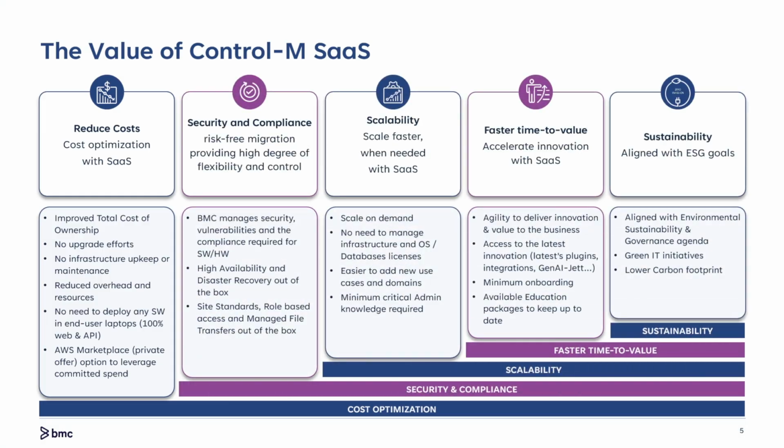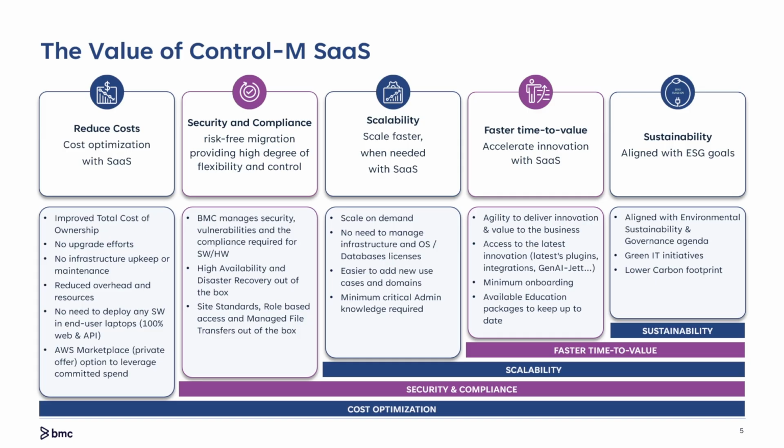Now let's talk about the value organizations get from moving to Control-M SaaS. This isn't just about running Control-M in the cloud, it's about reducing operational overhead while increasing security, scalability, and speed. Control-M SaaS reduces costs by eliminating infrastructure management and upgrade efforts. There are no server maintenance, no platform upgrades to plan for, and less operational overhead, which directly improves the total cost of ownership of the application.